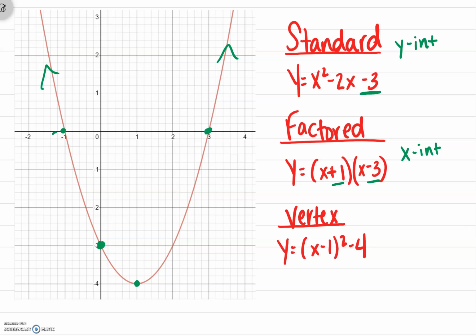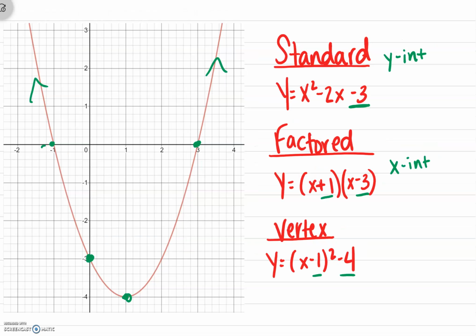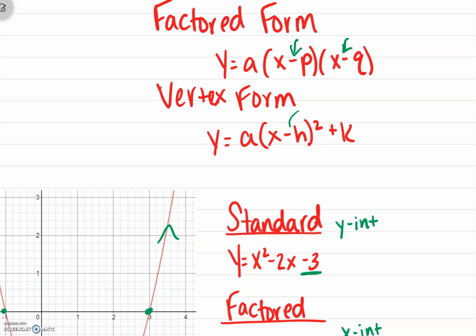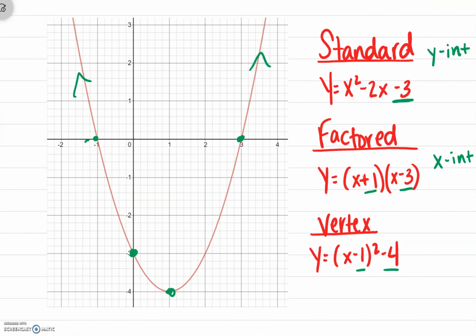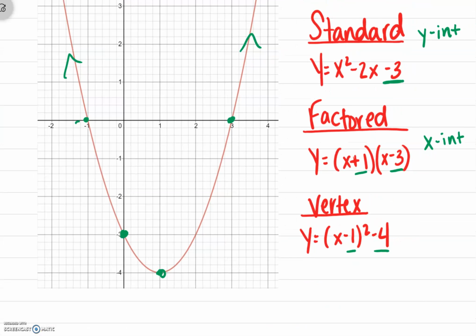And vertex form, if we just take a look at that name, it's probably going to tell us something about the vertex. So let's look at the vertex. We have 1, -4. And look at the numbers that I have in here. I have a -1 and a -4. But if I remember, vertex form had a subtraction sign inside of that parentheses, meaning the opposite. So it would make sense that our value is at +1, but it's in here as -1. So vertex form tells us the vertex.